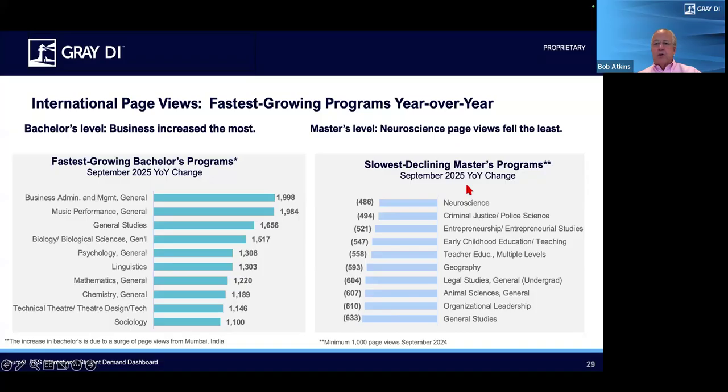Masters, we had no programs that grew. I don't recall ever seeing this before. The ones that declined the least, neuroscience, criminal justice, entrepreneurship, early childhood education, teacher education, geography, legal studies, animal sciences, what an eclectic list, organizational leadership, and general studies.